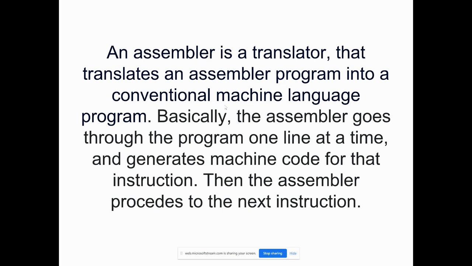So just to sum up what I was saying, an assembler is a translator that translates an assembler program into a conventional machine language program. The assembler goes through the program one line at a time and generates machine code for that instruction. It translates each line into machine code. So what is machine code? It's ones and zeros. Then the assembler proceeds to the next instruction.